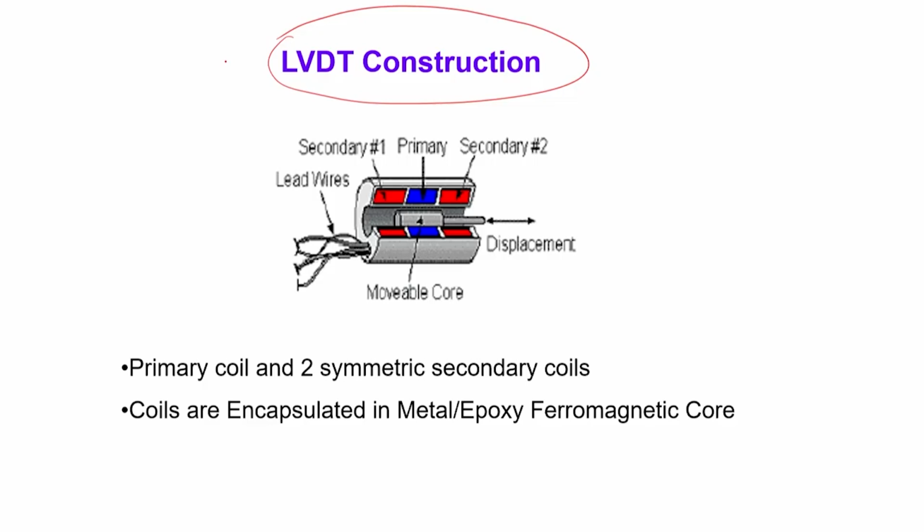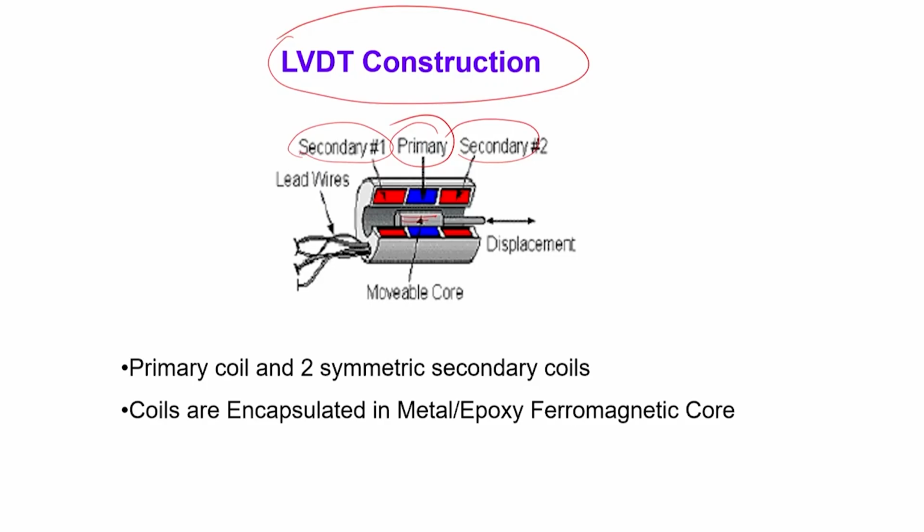Now, LVDT sensors are going to have three different types of systems in them. One is a primary coil system, which works against the movable core here. Another is two secondary coil systems. They are on the side of the primary coil system.